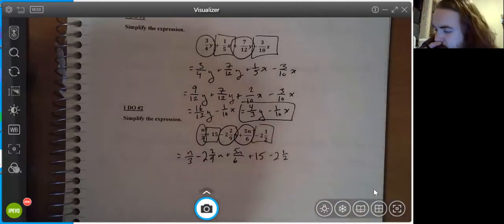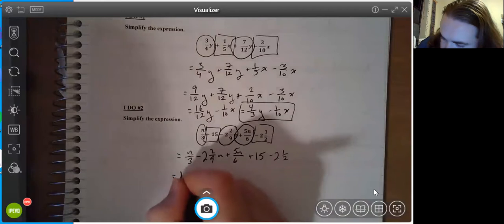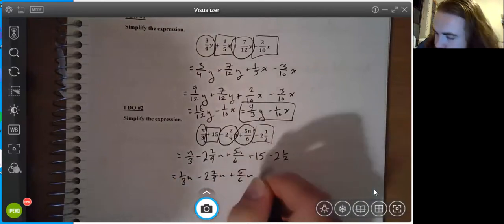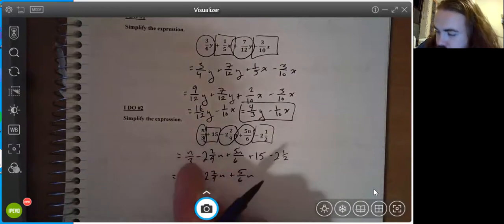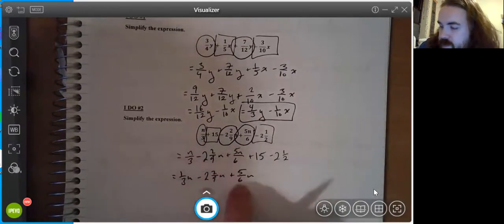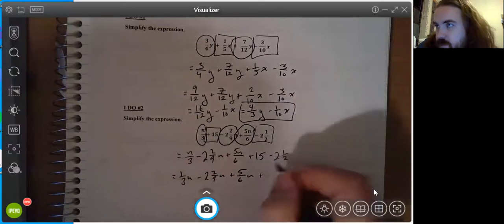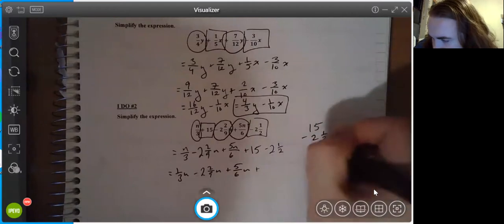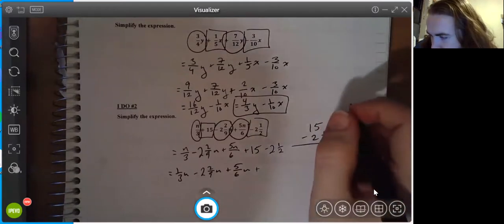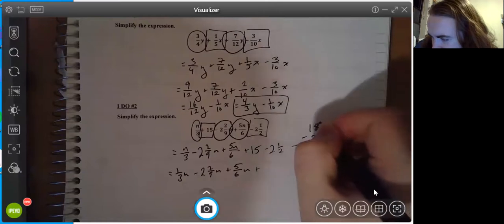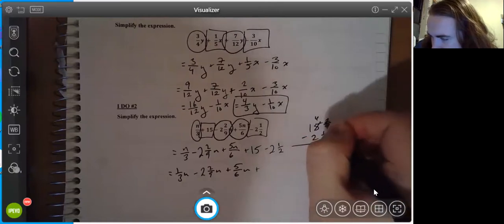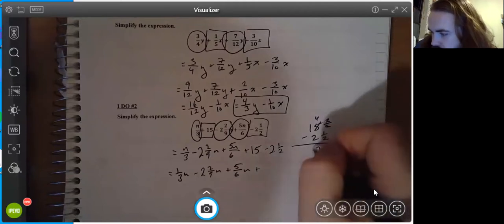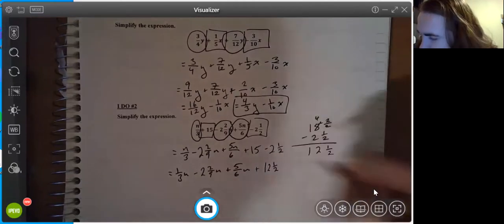All right, now let's put it into a form that looks the same. So 1/3 n minus 2 and 2/9 n plus 5/6 n. Again, n over 3 is the same as 1n over 3, so just 1/3 n. 5n over 6 is just 5/6 n. Plus, what we can do, 15 minus 2.5. Okay, so I gotta have something here. So let's do 14 and 2 over 2, because I took one whole out. 2 halves minus 1/2 would be 1/2. 4 minus 2 would be 2. So 12.5.